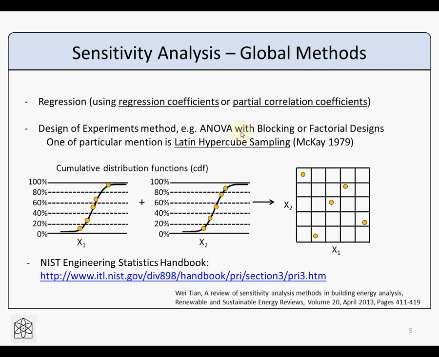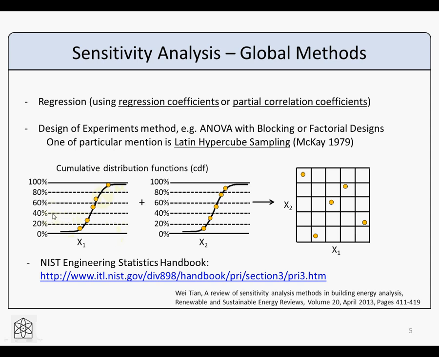One particular method I want to mention, which is pretty widely used in the building energy simulation research community, is Latin hypercube sampling. The way it works is, say we have two parameters, x1 and x2, and we have their cumulative distribution function. This is the distribution of, as we increase our x value, how much of all the x values we have gone through, and that eventually goes up to 100% at our maximum x value.